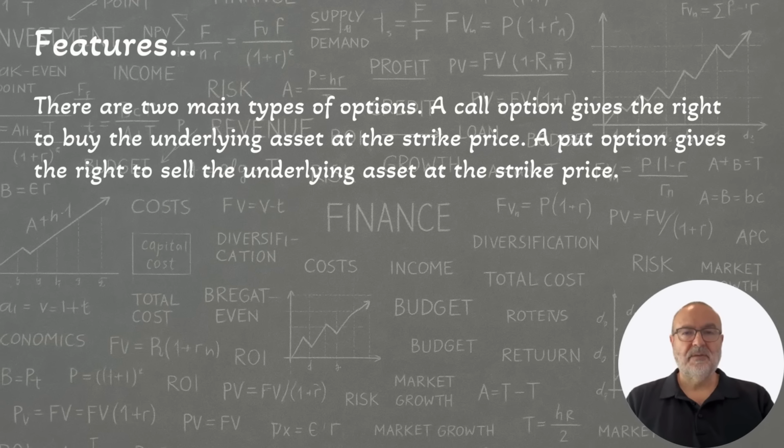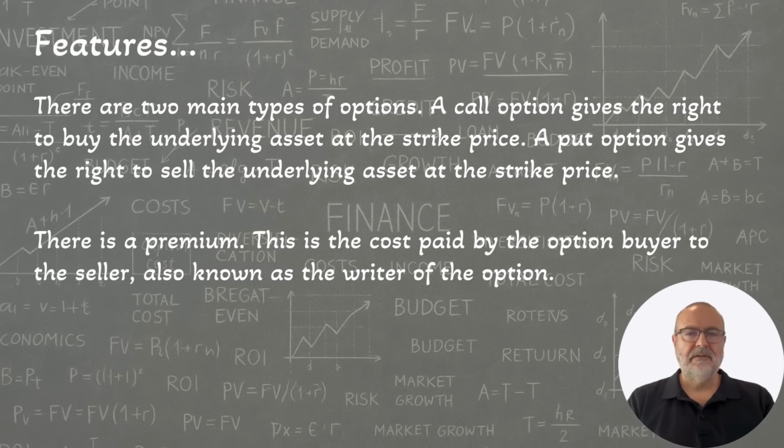First, there are two main types of options. A call option gives the right to buy the underlying asset at the strike price. A put option gives the right to sell the underlying asset at the strike price. Second, there is a premium. This is the cost paid by the option buyer to the seller, also known as the writer of the option.